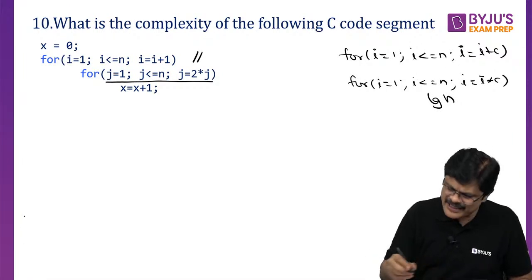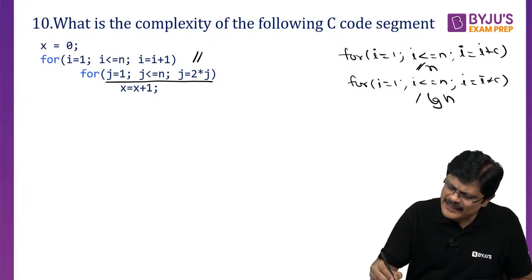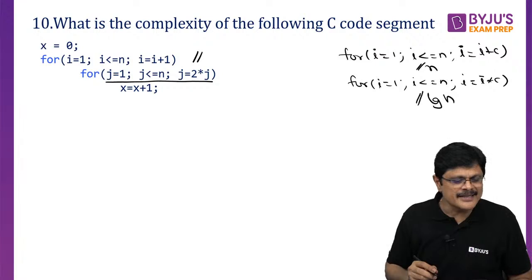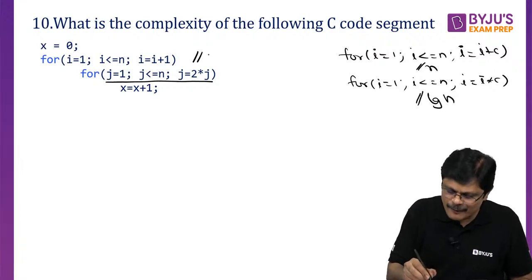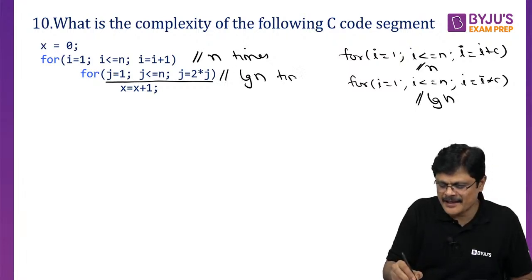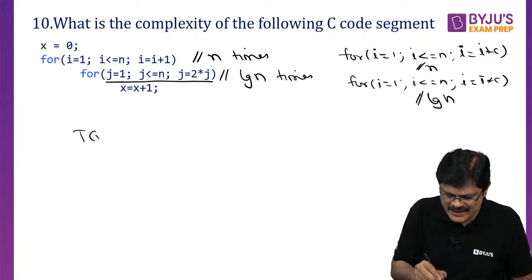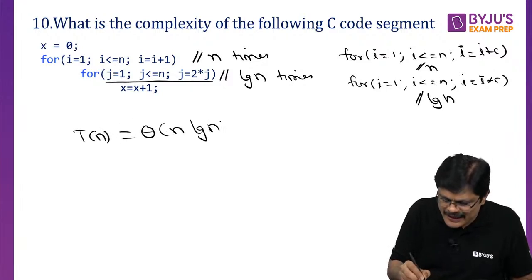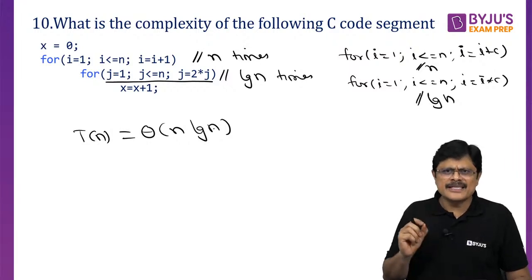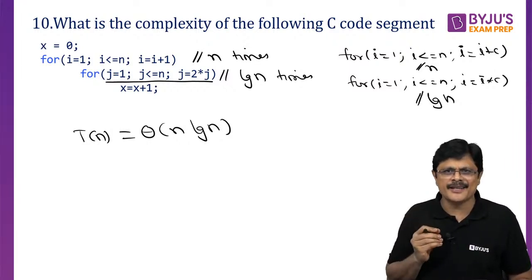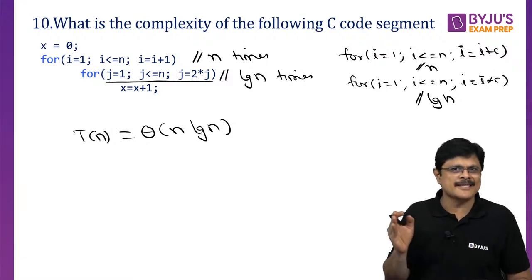How many times does it iterate? This iterates n times and this iterates log n times. Hope you understand. Theta n log n. This is n times and the second one is log n times. Therefore, what is the complexity for this? Theta n log n. Don't worry, it is theta notation. For simple loops, you can always write theta notation.